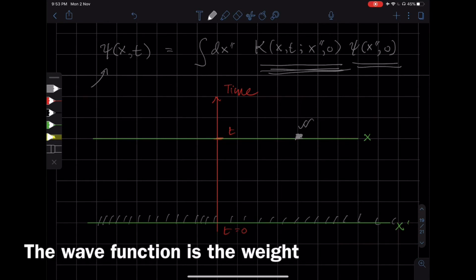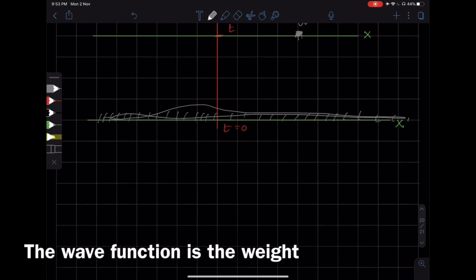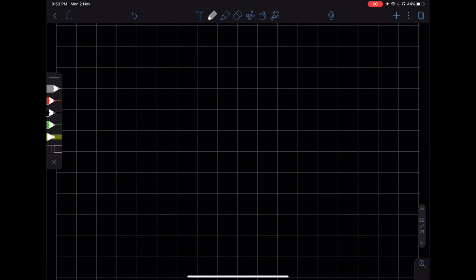And then what this means is that we add up all these influences over this whole spatial slice, and they all add up to give me what the wave function is at a later time. So this is the meaning of the propagator. So now we can work out in detail what the propagator is going to be for the case where we have a free particle. For the free particle, H is the Hamiltonian, and that's given by p squared by 2m.